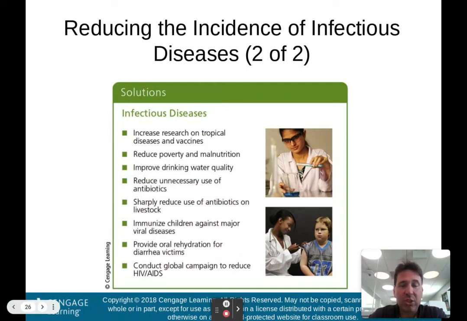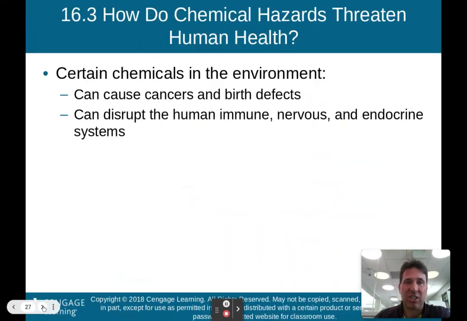Reduce unnecessary use of antibiotics. Again, only use them when you really need to. Sharply reduce the use of antibiotics on livestock for reasons we've spoken about. Immunize children against major viral diseases. Provide oral rehydration for diarrhea victims. Okay, what's the big thing with diarrhea? It dehydrates you. So give people oral rehydration. And again, conduct a global campaign to reduce HIV and AIDS. And honestly, you want to conduct a global campaign to reduce all of those infectious diseases.